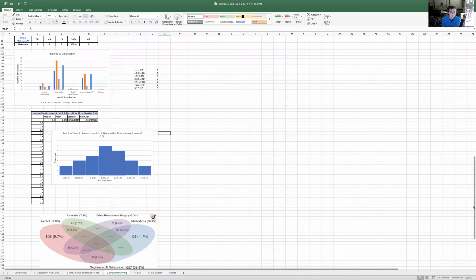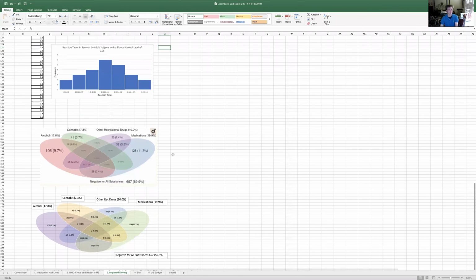There's your graph. And then we recreated this graph, which took drivers who tested positive for these drugs, and then obviously you see in the Venn diagram, some are higher than others. Really interesting stats. 17% tested positive for alcohol. And you had some really crazy combinations of cannabis, other rec drugs, and alcohol. Some of them medication, all four at 0.2%. Only two people. People really driving unsafely.